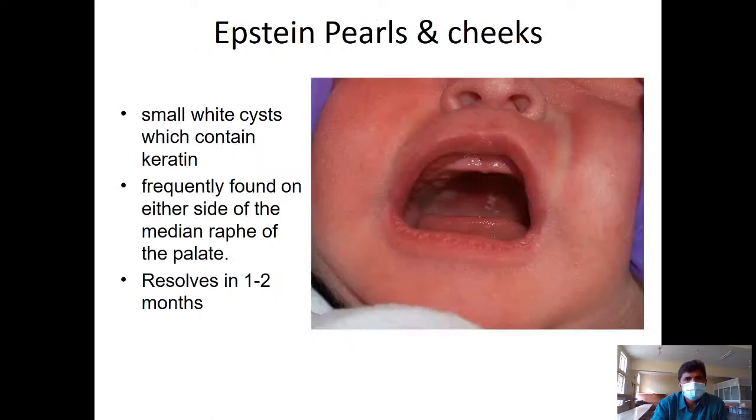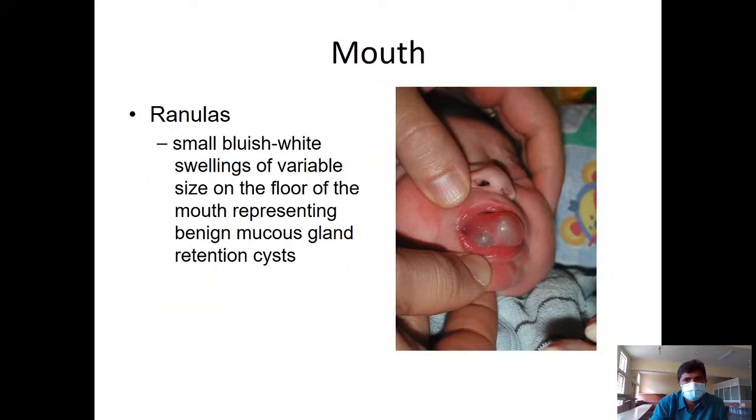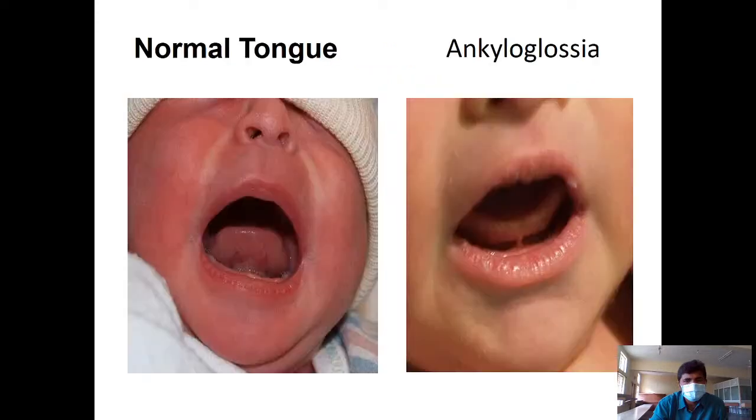Then these are physiological findings. In newborns, you can see pearly white papular lesions over the hard palate, at the junction of the hard and soft palate. You label it as Epstein pearls, which is quite natural in healthy term neonates, and usually resolves in 1 to 2 months. Reassurance is all that is required. And then in the mouth, babies can have soft tissue swellings like ranulas. These are very rare in neonates.